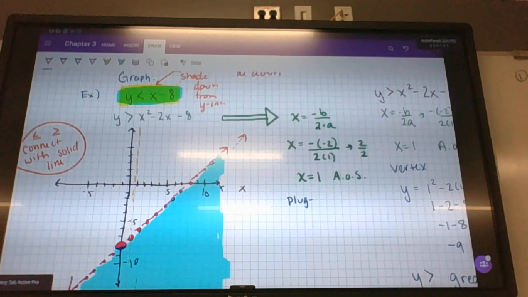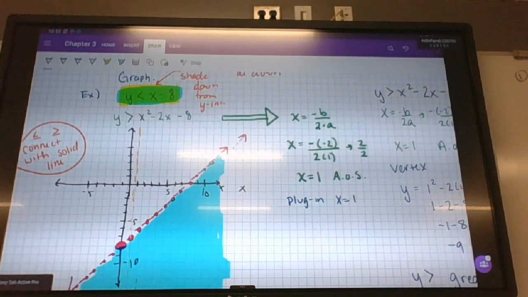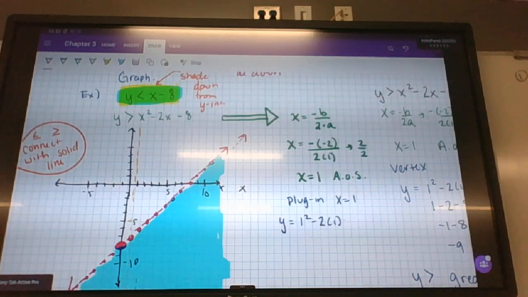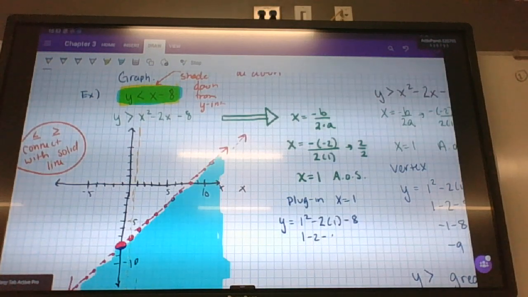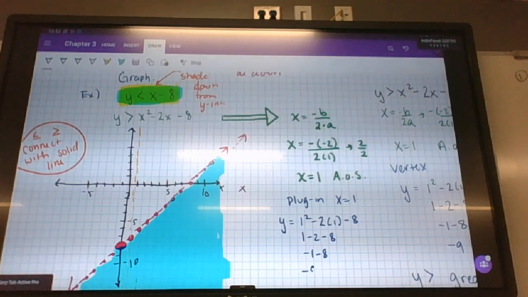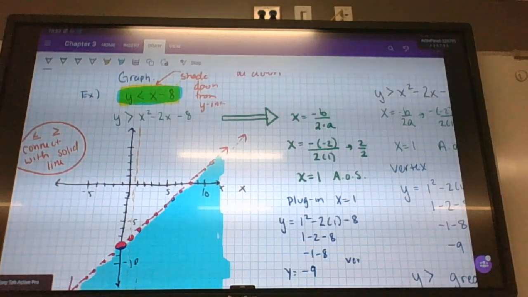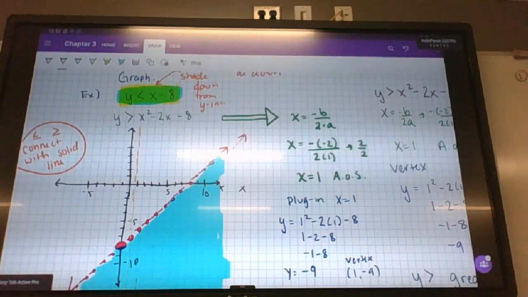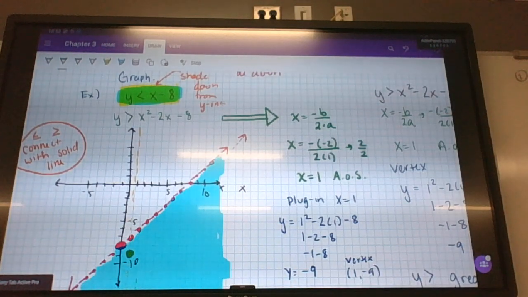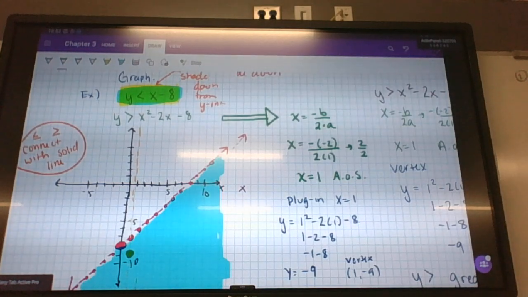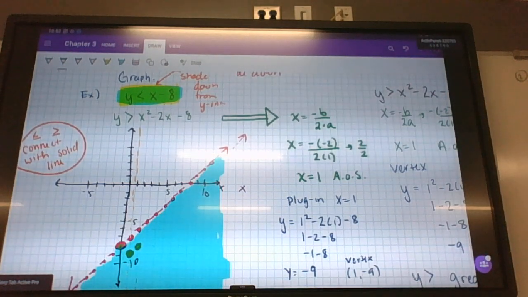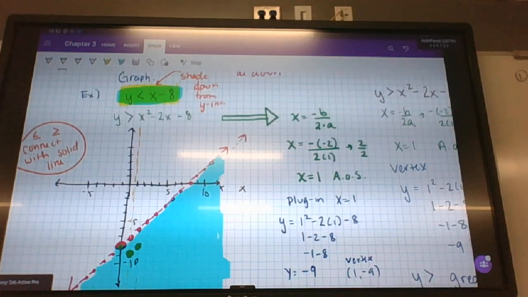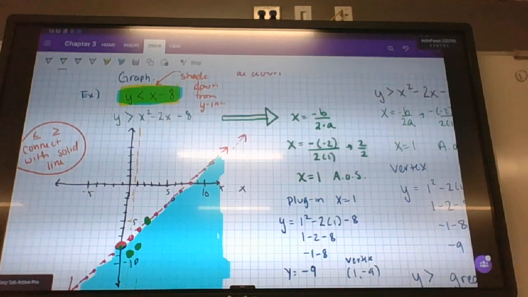Yes. Plug in x equals 1 to find the vertex. So it's going to be y equals 1 squared minus 2 times 1 minus 8. Negative 9. So now I have a vertex. I have 1, negative 9, right there. And then I also have an intercept at negative 8. And I also know there's no stretch or shrink, so I just open up 1 over, 2 over up 4. Boom.